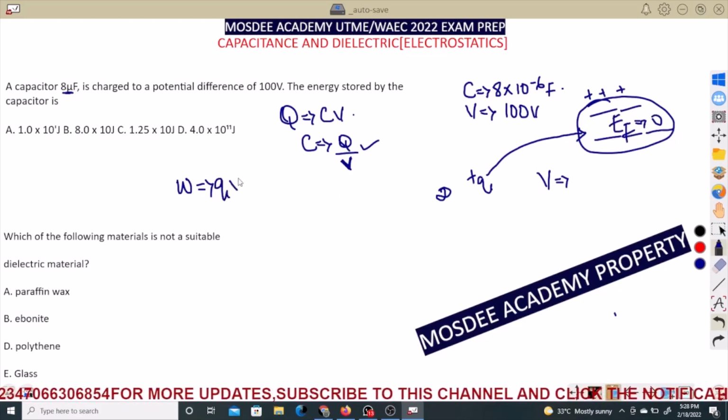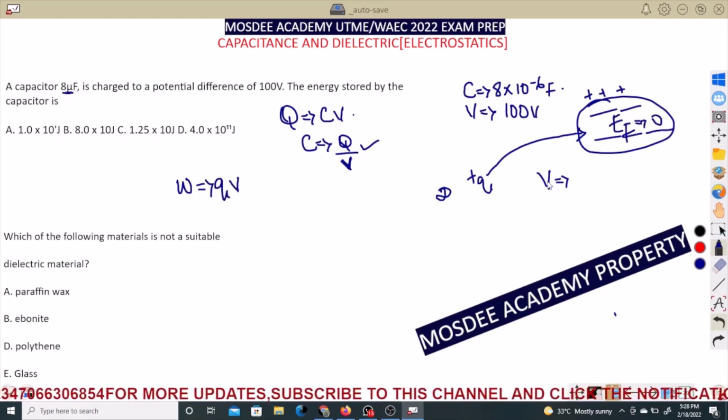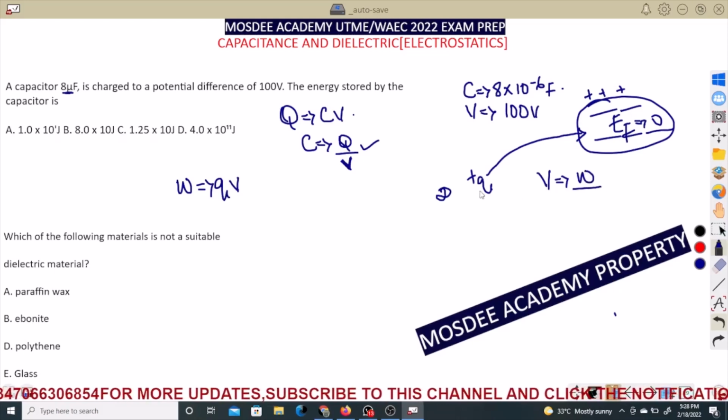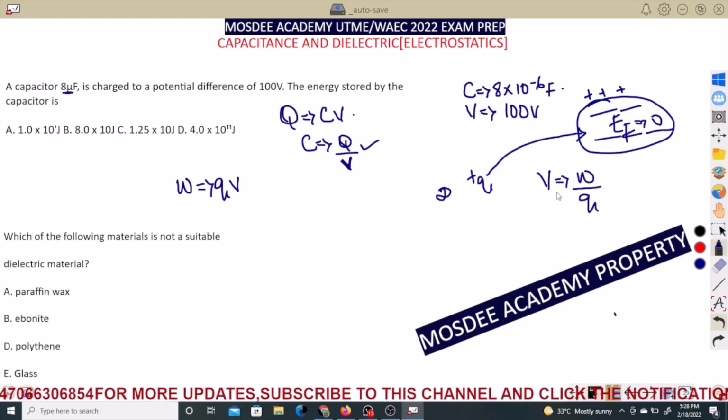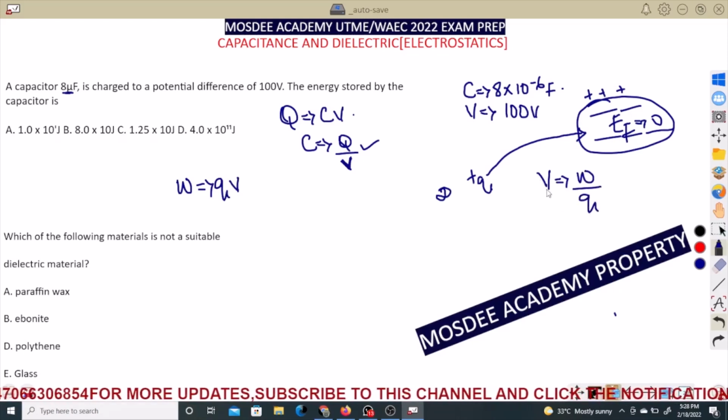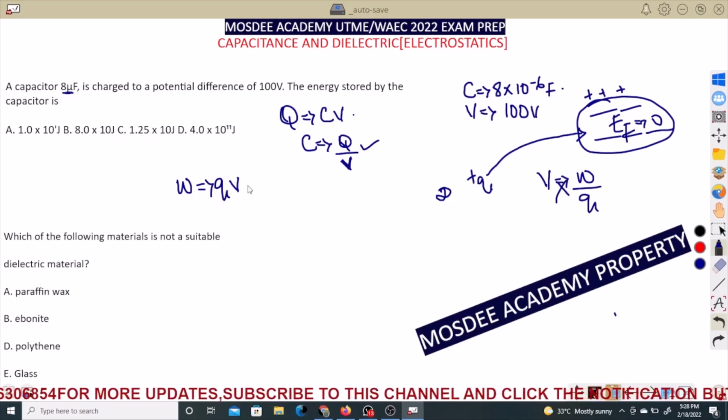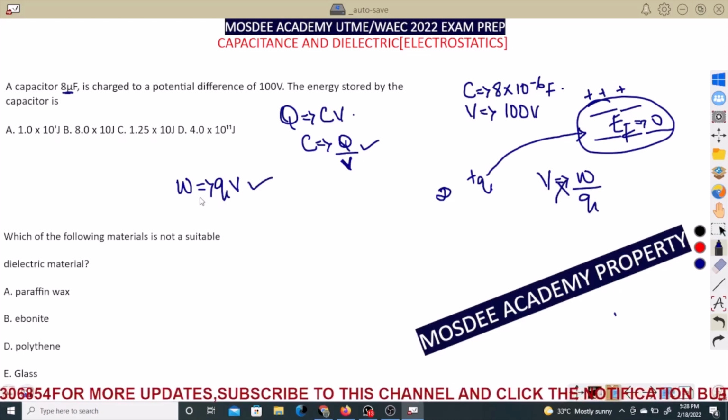Now we say the PD is equal to the work done in bringing a charge of plus Q. Potential difference, which we call the electric potential difference, is the work done over charge. So if you want to make work done the subject of the formula, then we come about the famous formula: the work done in bringing a charge is equal to the product of the charge multiplied by its potential difference.